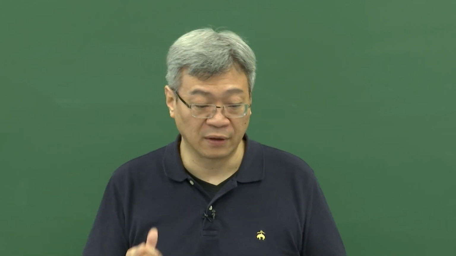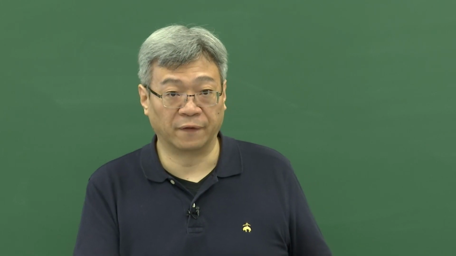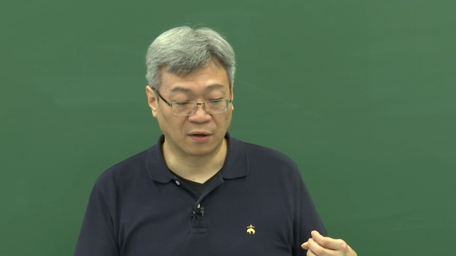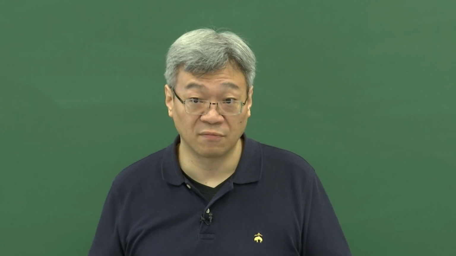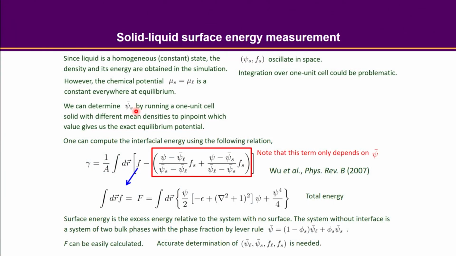I only care about, for one unit cell of the solid, what's the corresponding mean density when I run the simulation and wait for this one unit cell of solid to reach equilibrium. What's its chemical potential? If the potential is what I desire, like mu L, then I know that's the coexistent solid that I should be using in this calculation.